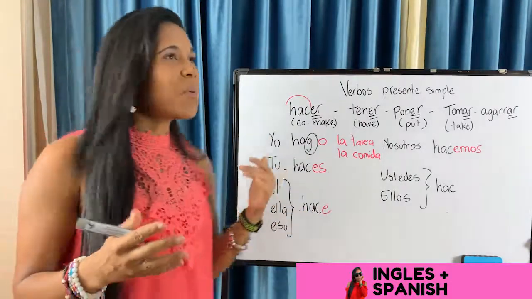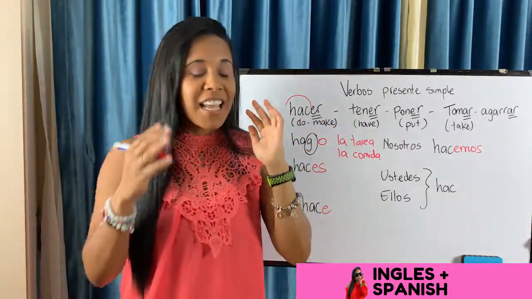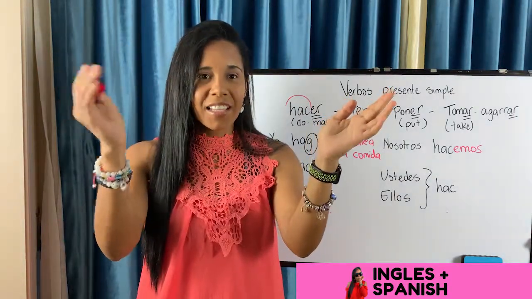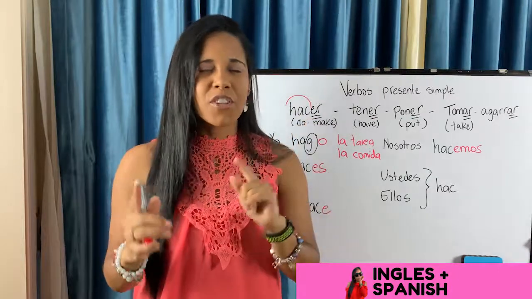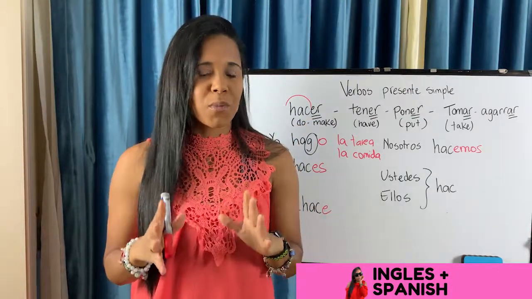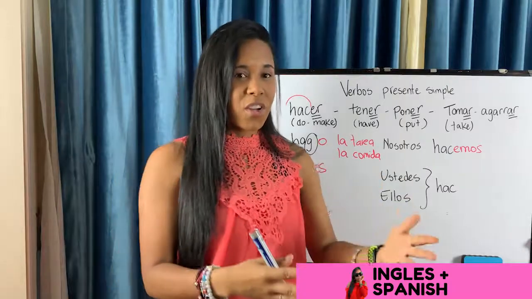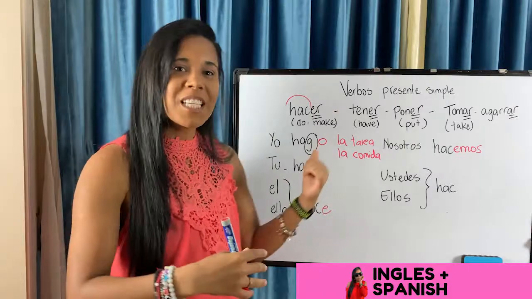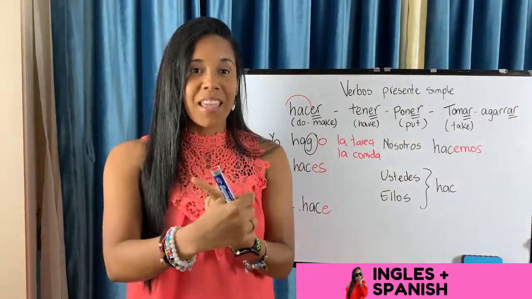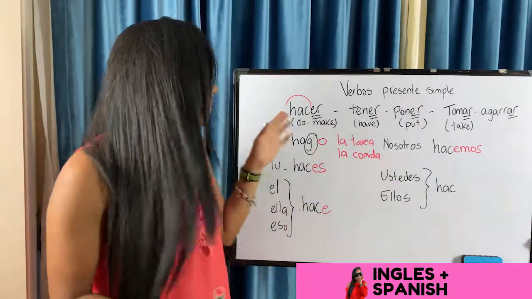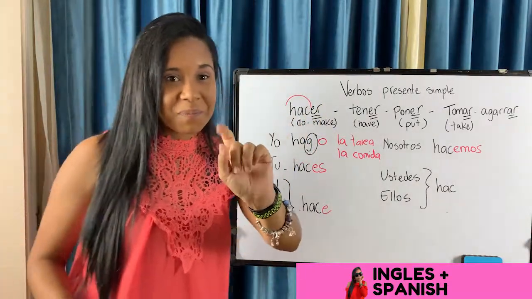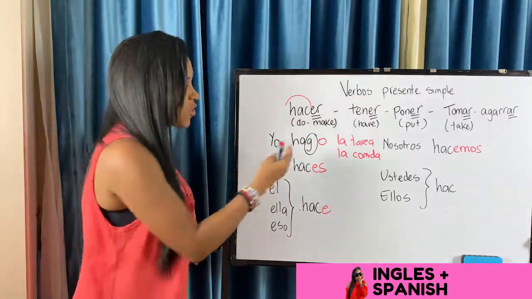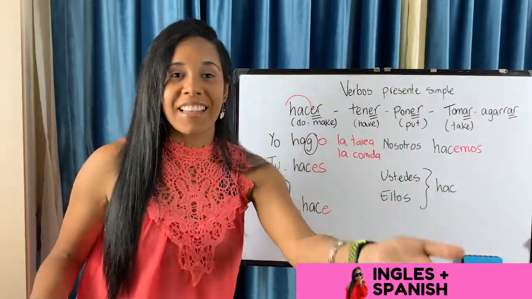So you remember when we learned that in English to be is going to be ser y estar, right? We learned this on the first video. Very basic, super important. So yo soy, yo estoy. But in Spanish it's going to be vice versa with this verb. So do and make are going to be just one verb, which is hacer. Okay? Good. So, yo hago la comida, tú haces la comida.